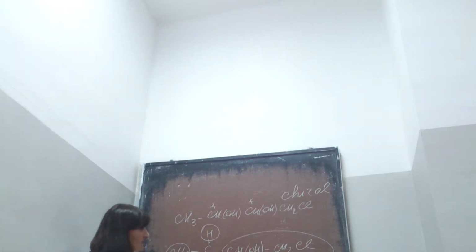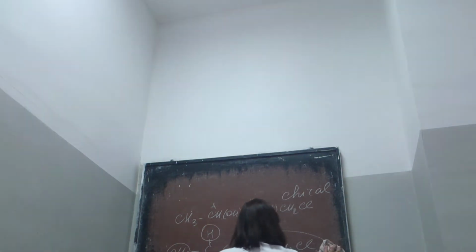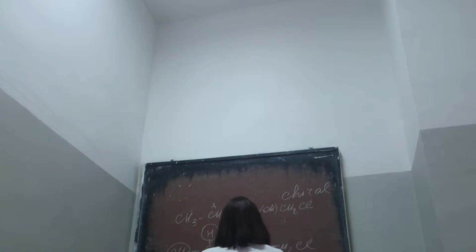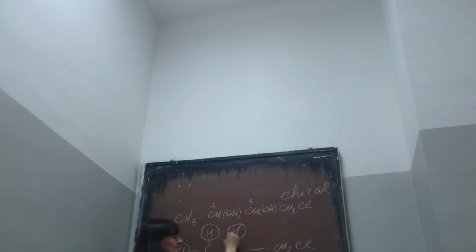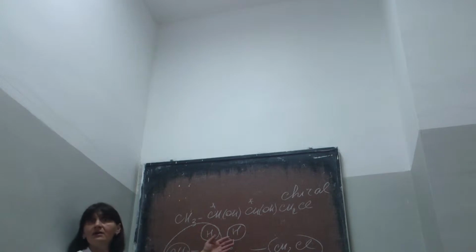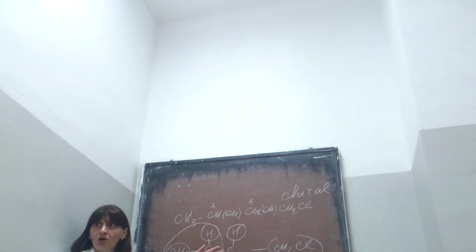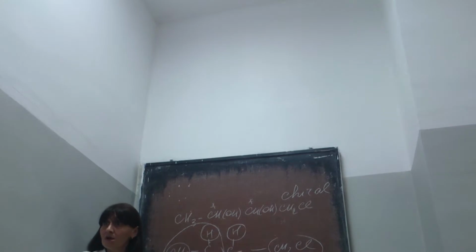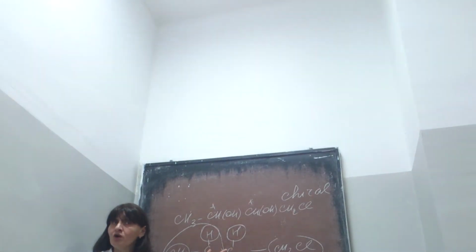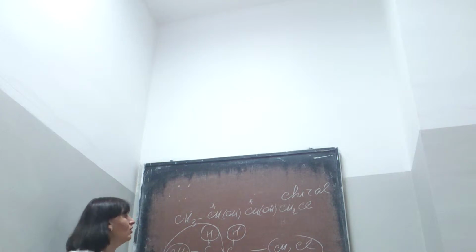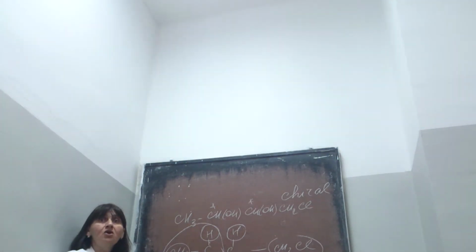Now let's discuss this carbon. OH, H. For this one substituent, second substituent, third substituent, then this together. Are they different? Yes. So this carbon, once again, is a chiral carbon. So in this case, you can discuss optical activity, and you can draw configurational isomers for this compound.